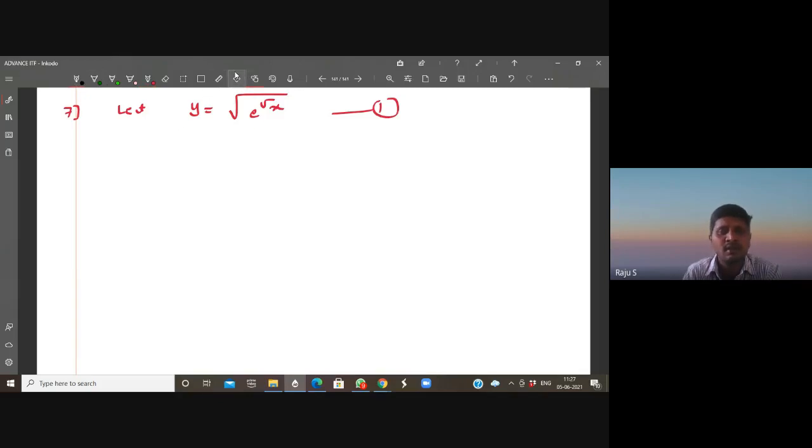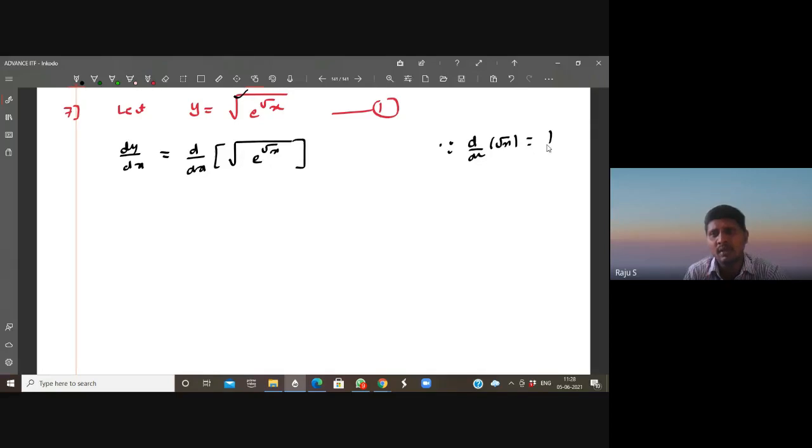Differentiate equation 1 with respect to x on both sides. Left side is dy by dx, and the right side is d by dx of square root of e to the power of root x. First, it is in the form of square root. Since we know that d by dx of square root of x formula is 1 by 2 root x, it is in the form of square root x. So the square root derivative is 1 by 2 root e to the power of root x into d by dx of e to the power of root x.